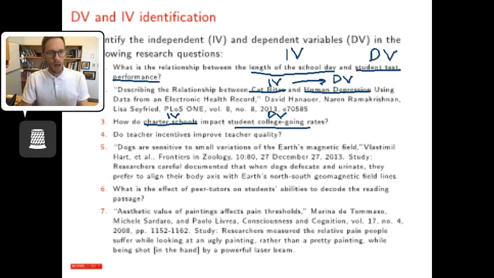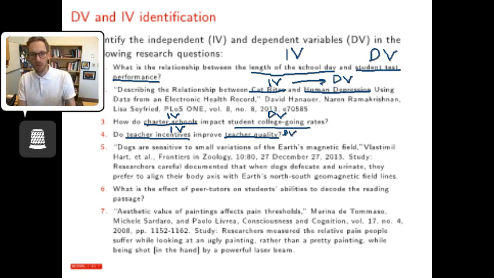All right, number 4, do teacher incentives improve teacher quality? So teacher incentives would be an independent variable. That's maybe more money, recognition, time off, extra days, etc. And then the question is, does that help improve teacher quality, which would be the DV? And we would need to define teacher quality in some way.